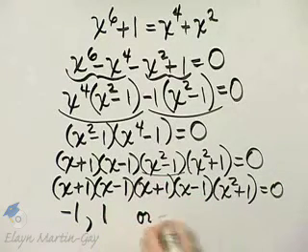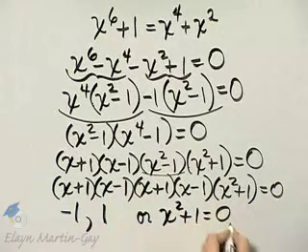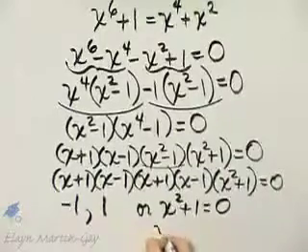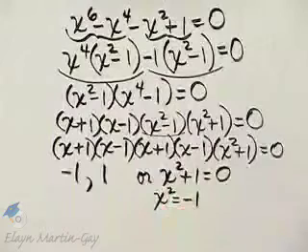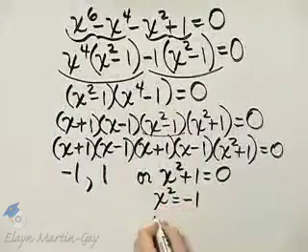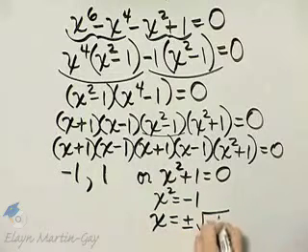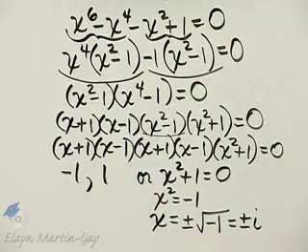Now, we should set x squared plus 1 equal to 0, because then what happens? We have x squared is equal to negative 1, and then using that square root property, x is equal to plus or minus the square root of negative 1, which is plus or minus i.